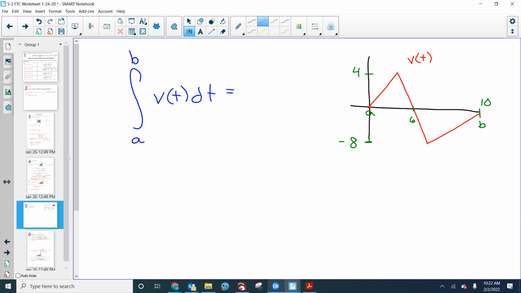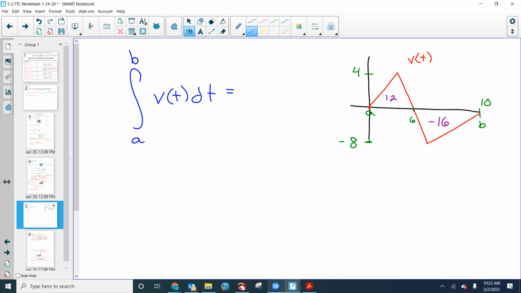This is a triangle from 0 to 6. Base is 6, height is 4. What's the area? 12. All right, this is a triangle. Base is 4, height is -8. What's the area? 16, but it's below the t-axis. We're going to call it -16. All right, are you with me?